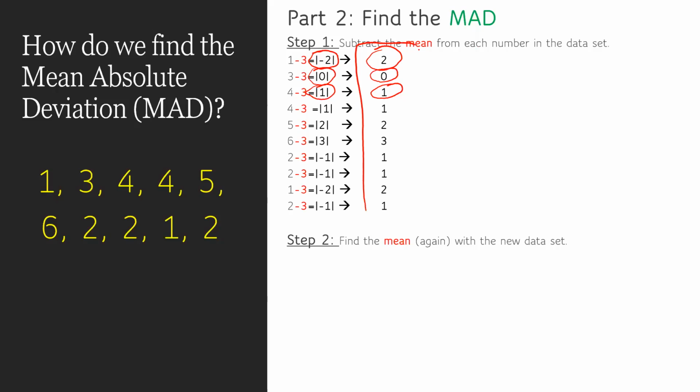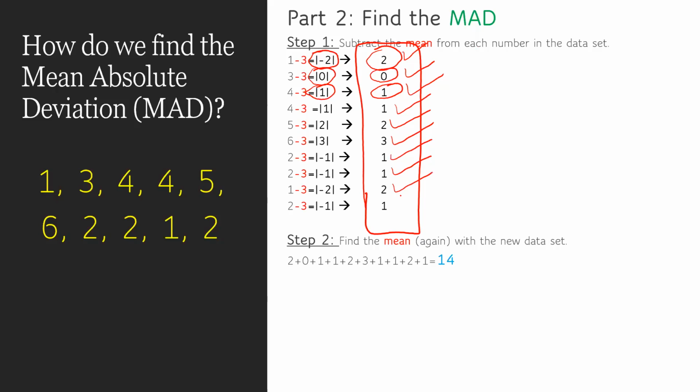The new data set, of course, being this set of numbers. So how do we find the mean? Again, we're adding up all of those numbers. So we're adding 2 plus 0 plus 1 plus 1 plus 2 plus 3 plus 1 plus 1 plus 2 plus 1, which gives me a total of 14.